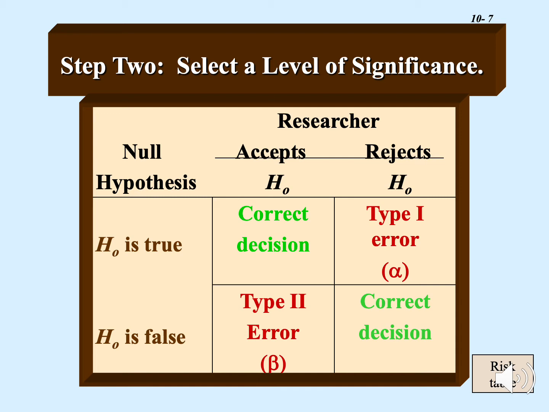And then on this one, the H0 is false. So if the null hypothesis is false, meaning there really is a relationship, but you accept it although it is false, what you have committed is a type 2 error, that is the beta. But when it is false and you reject it, that is a correct decision.